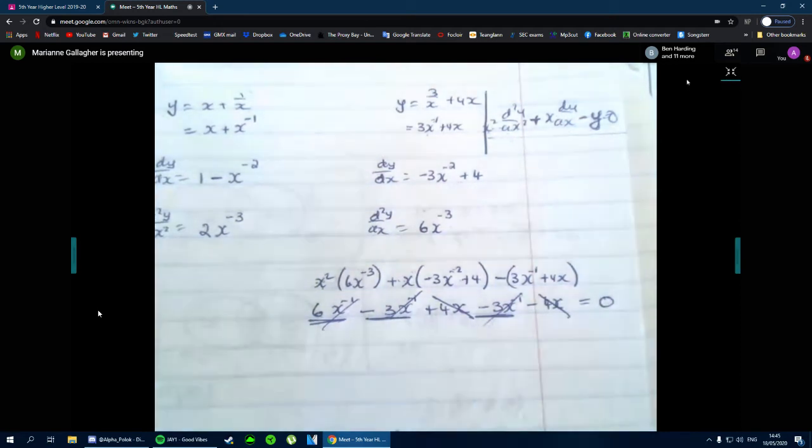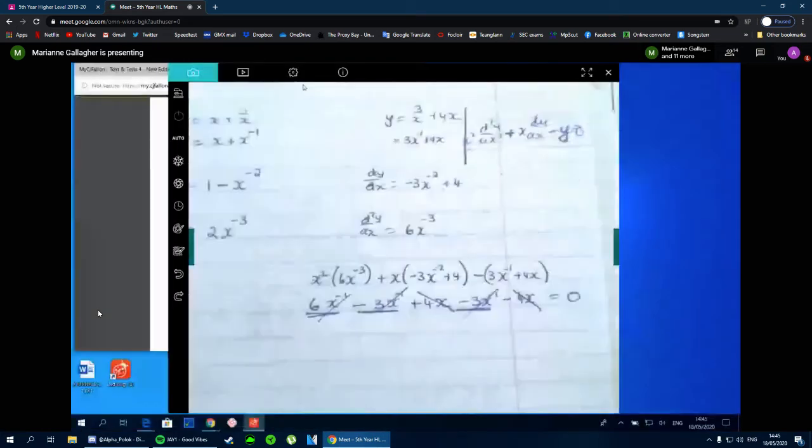Any questions on that? So at the very end it should equal to 0? Yeah, it said show that this expression is equal. Okay, that was example 2 in the book.